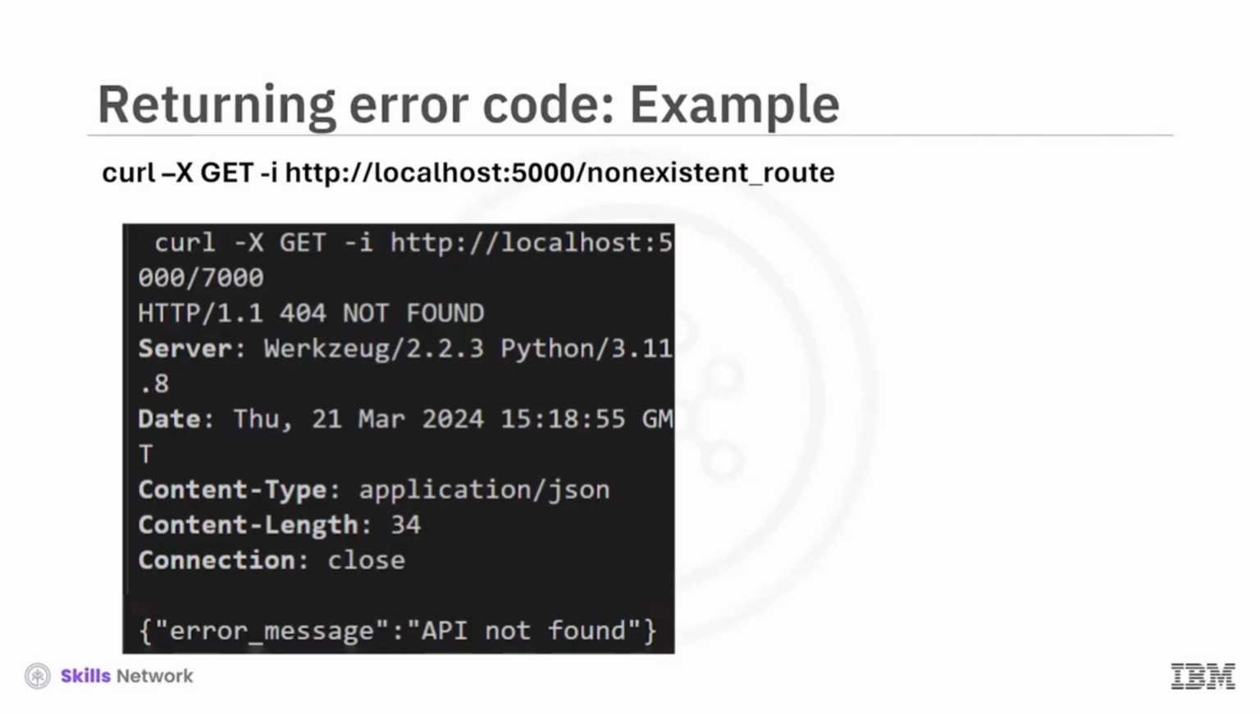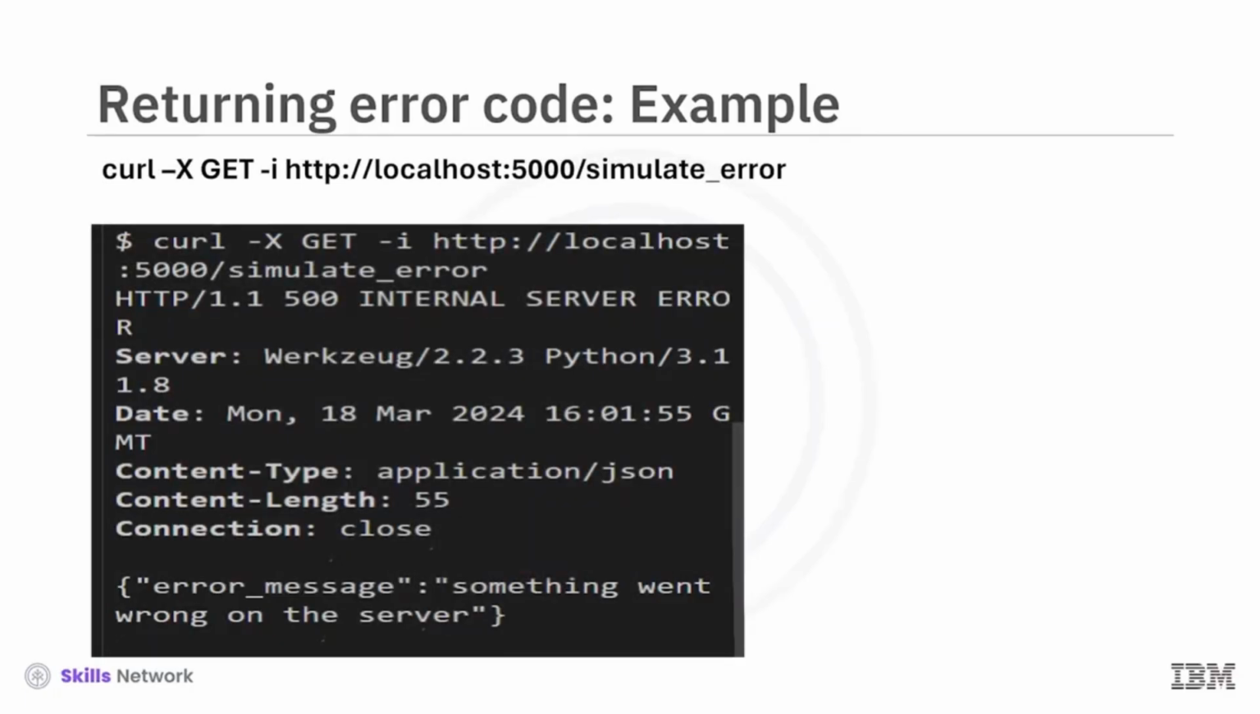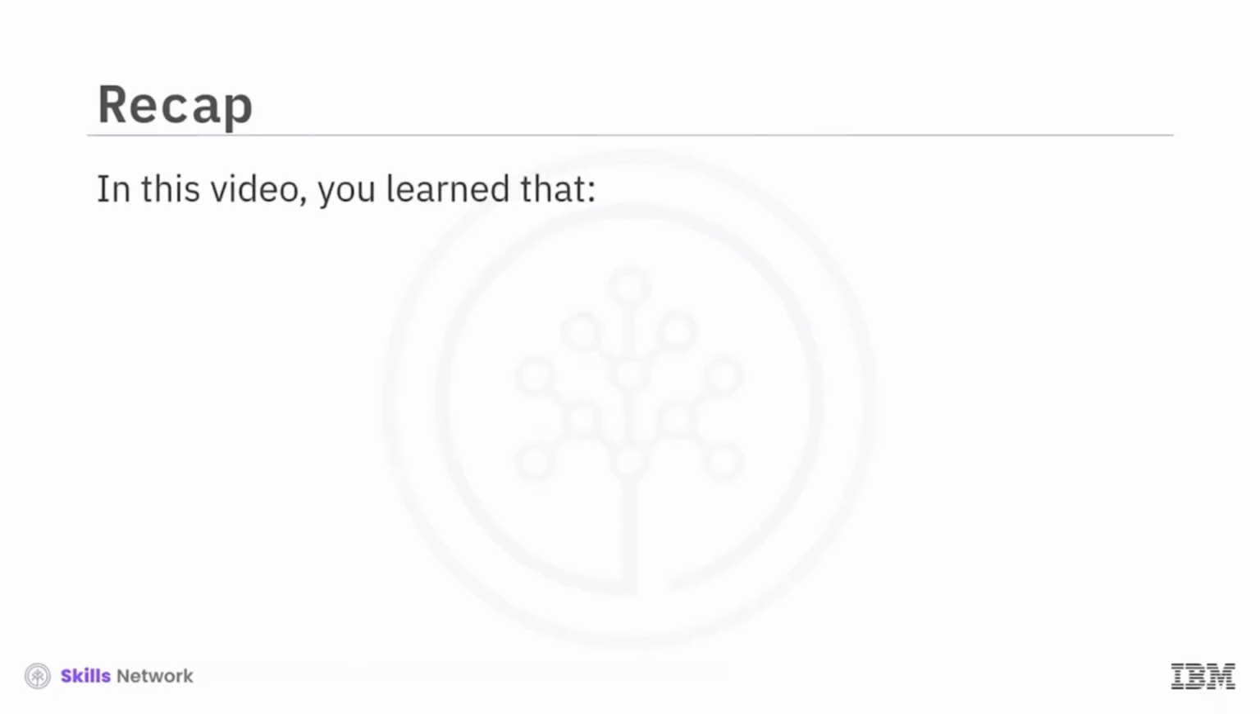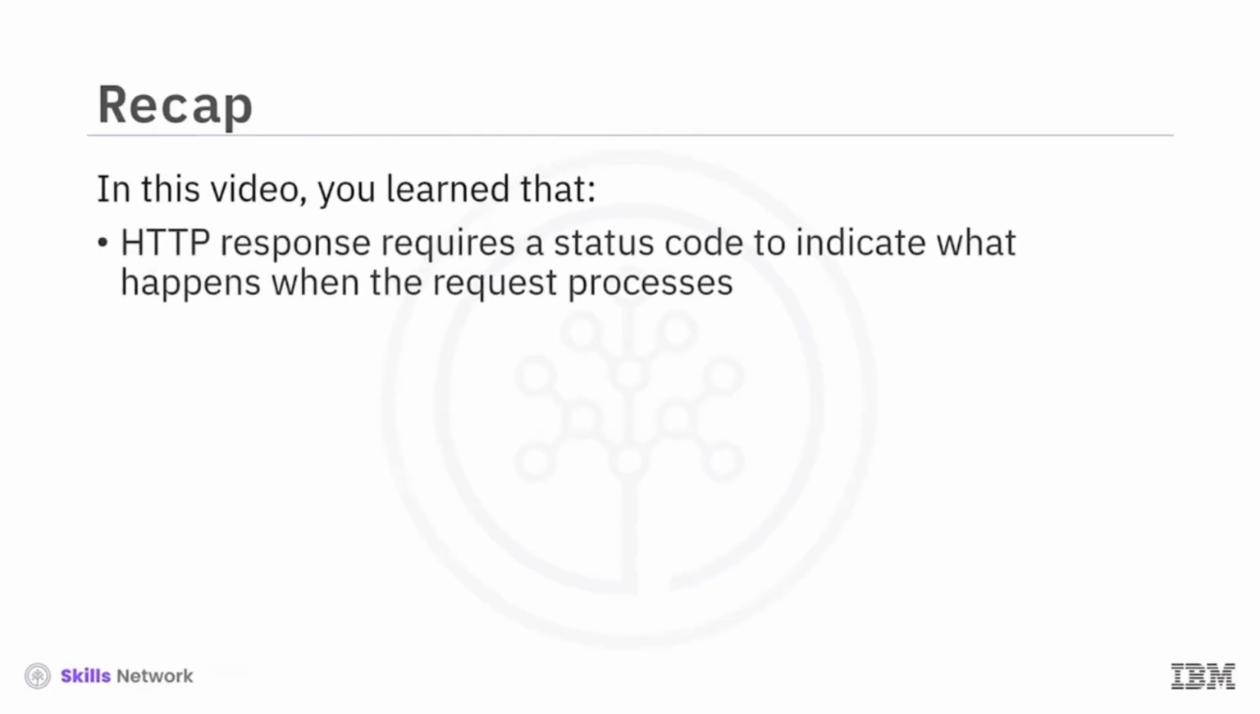Flask provides a way to handle error messages at the application level. Here we see a method that processes the 404 error and returns a message API not found with a status code of 404. Similarly, this snippet creates an error handler for 500 errors and returns a message of something went wrong on the server.